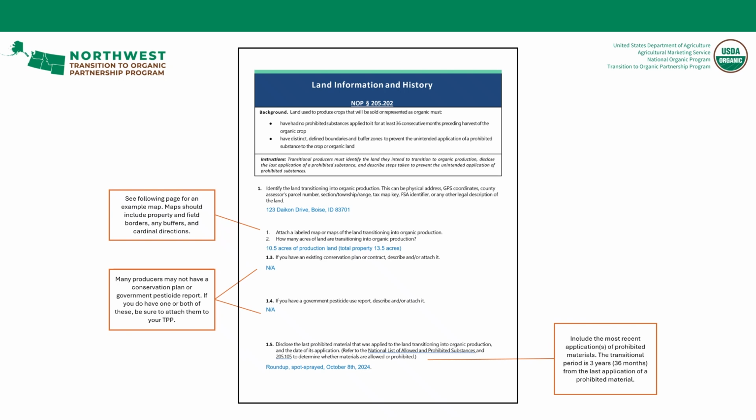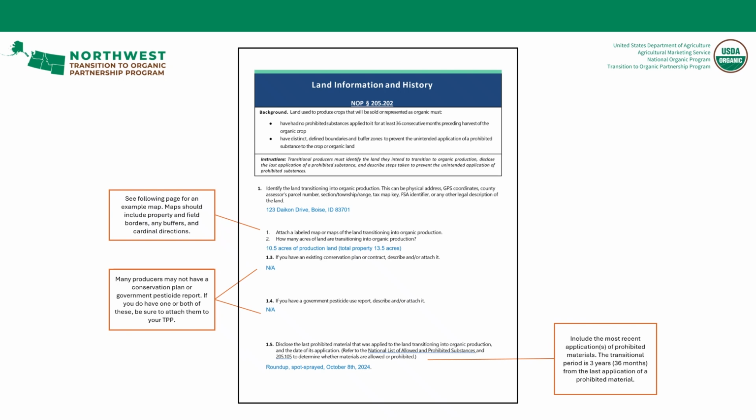Section 1.5 on this page is a very important piece of the TPP. Here you must describe what prohibited substances, if any, have been applied to your land in the last 3 years. Include the name of the substances and the dates they were applied. If you are unsure whether previous applied materials were prohibited or not, you can check the National Organic Program's list of allowed and prohibited substances.